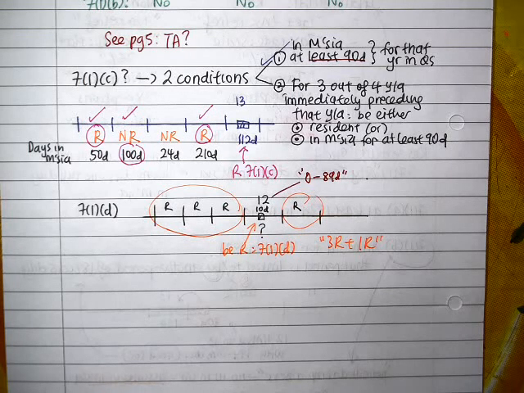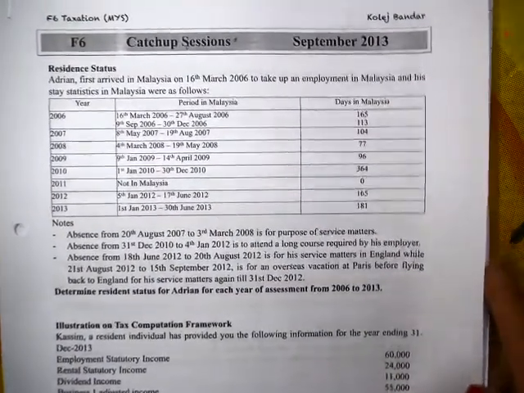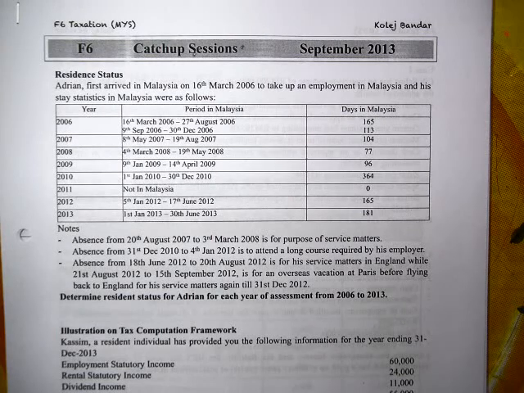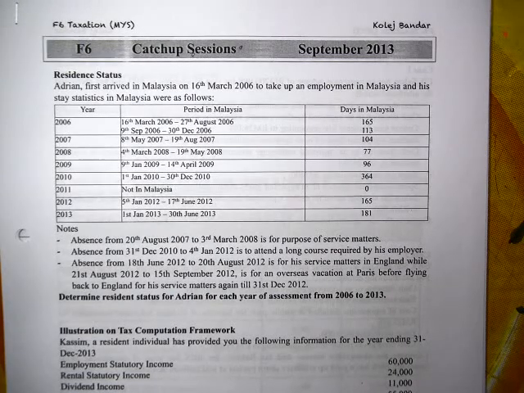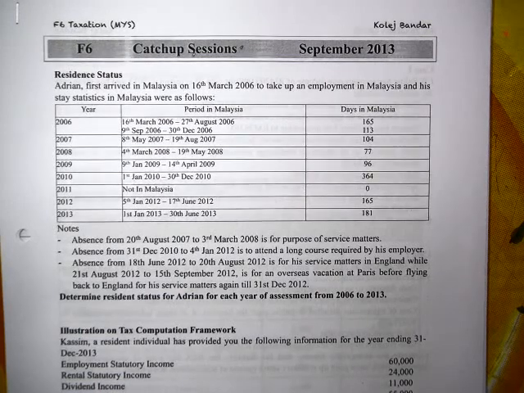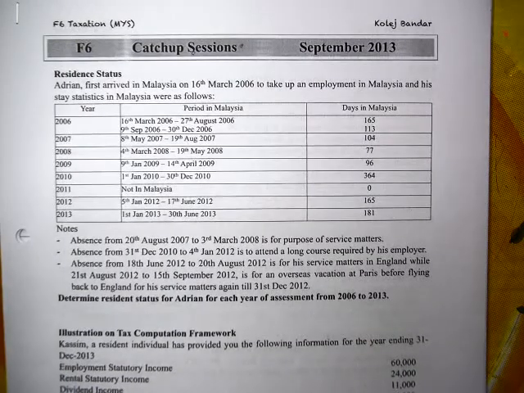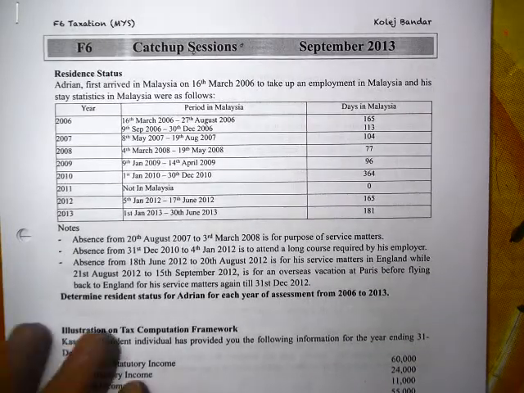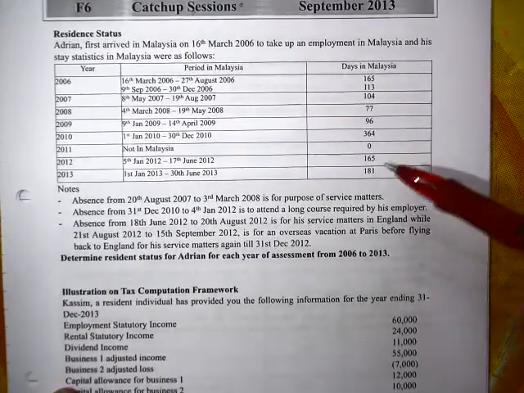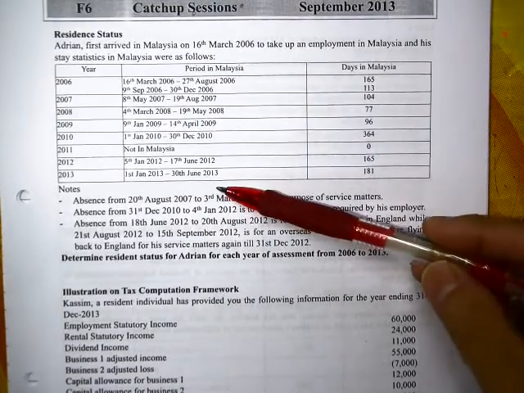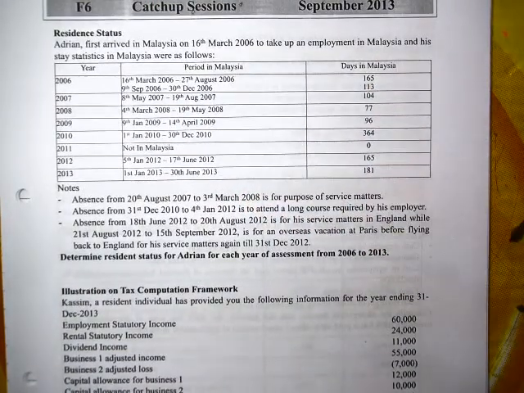Okay, we see the handout, page 329. Okay, let's look at this handout. Alright, now it says that Adrian first arrived in Malaysia on 16 March 2006 to take up an employment in Malaysia, and the stay statistics were given as follows. Now they tell us from 06 to 2013 the number of days that he's in the country.